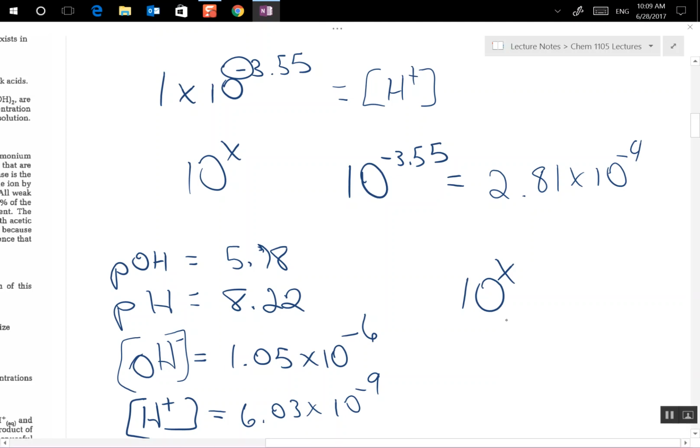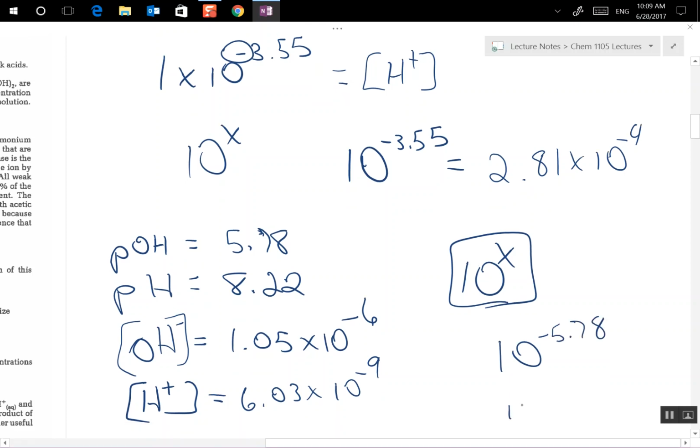So we're going to use the anti-log button, 10 to the X, and you're going to say 10 to the negative 5.78 is going to give you your OH minus, and 10 to the negative 8.22 is going to give you your H plus, because we're going backwards. Okay, so you have to use the anti-log to get back from pH to H plus, or from pOH to OH minus.